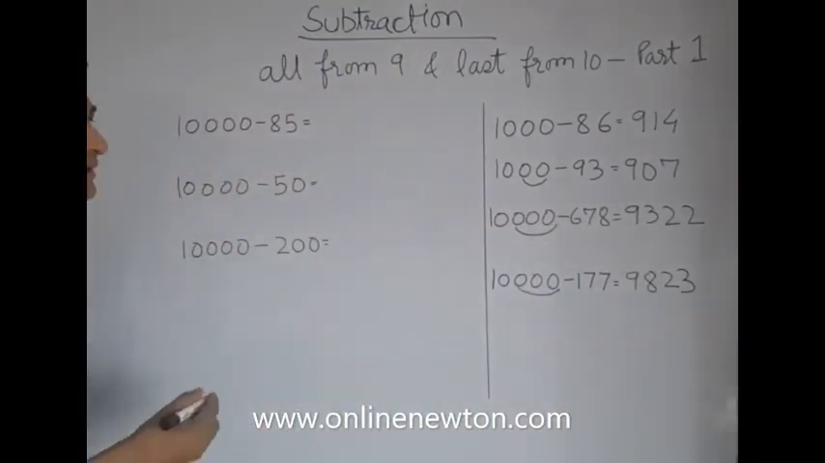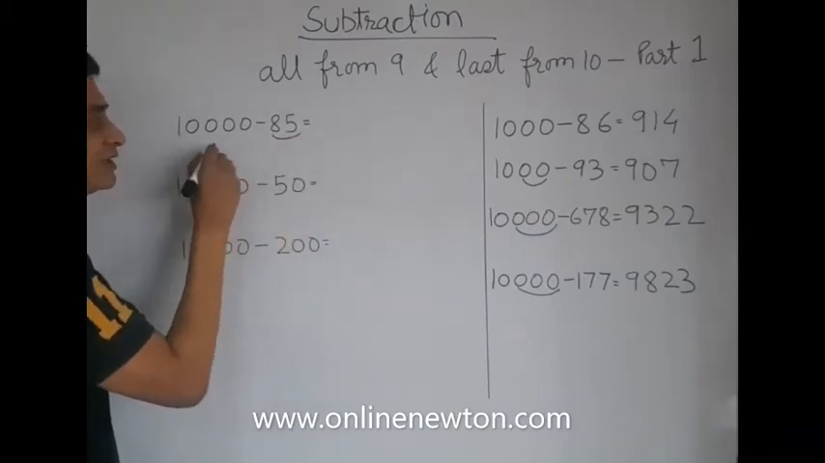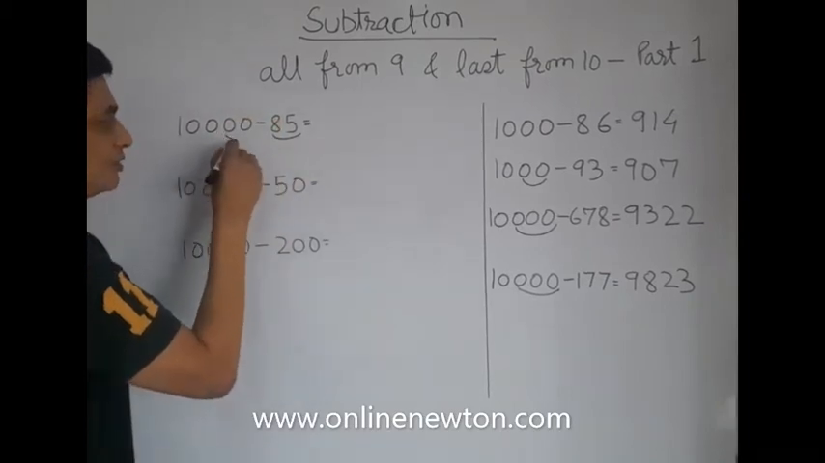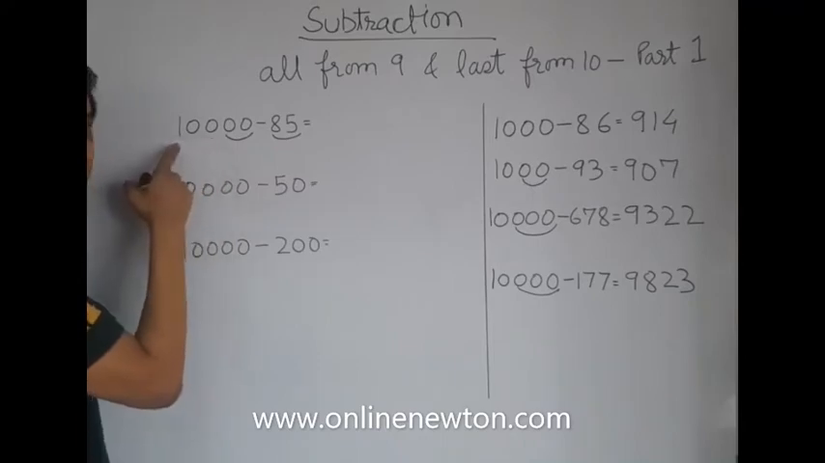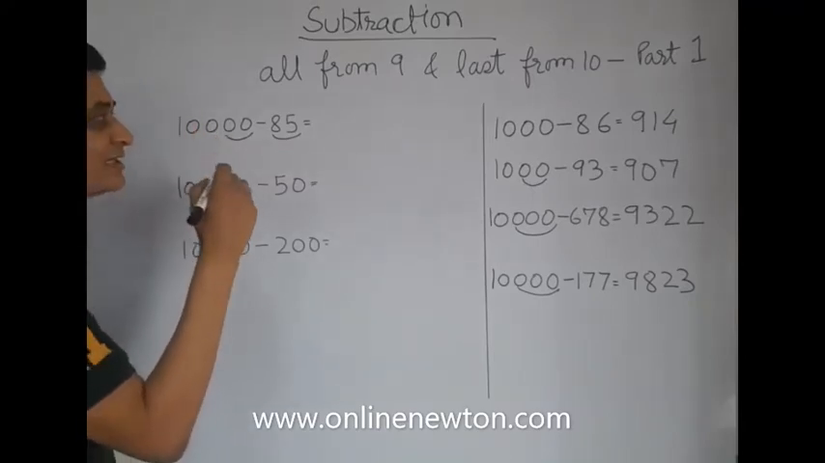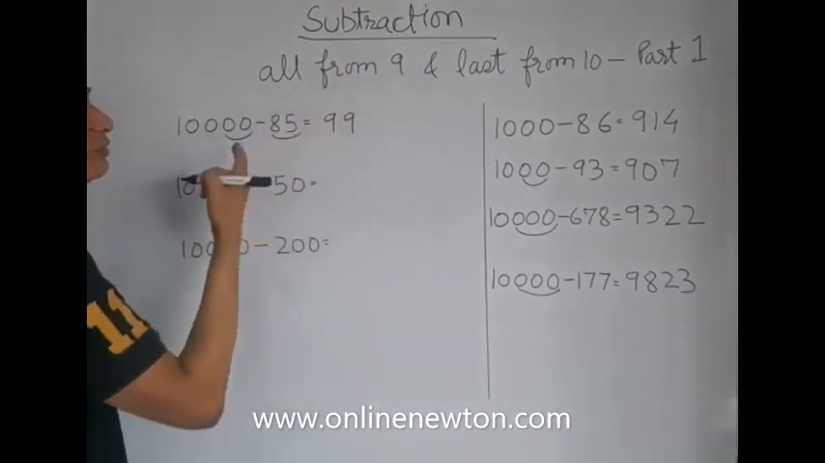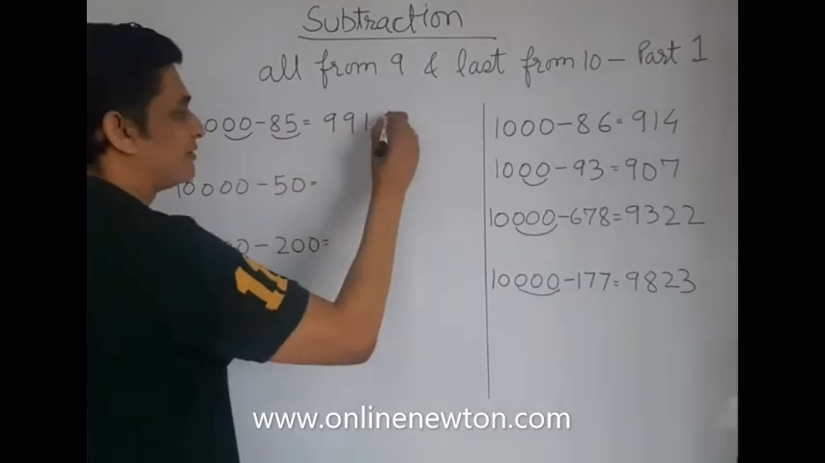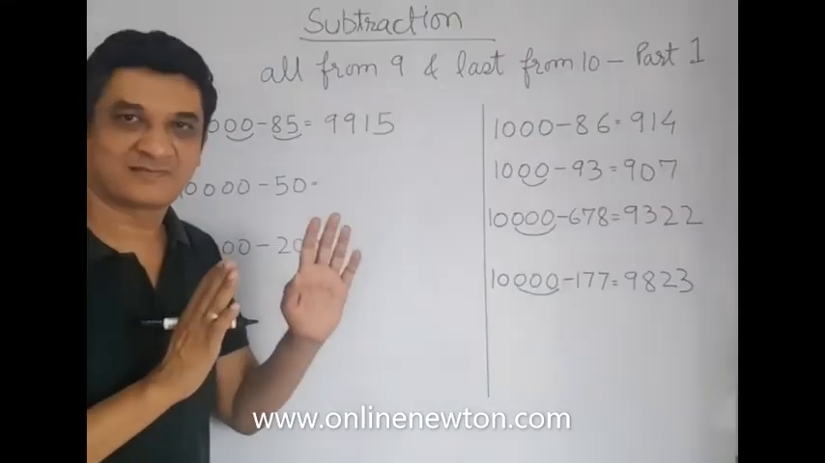We'll take up one more example here. Now this is a 2-digit number and we have to subtract from 10,000, which has 4 zeros. Remember, 4 zeros. So before these 2 zeros, there is 100. We'll reduce this 100 by 1. So 100 minus 1 is 99. So we write down 99. Then apply the same rule. 9 minus 8 is 1 and 10 minus 5 is 5. Clear? I hope this is very, very clear to you.